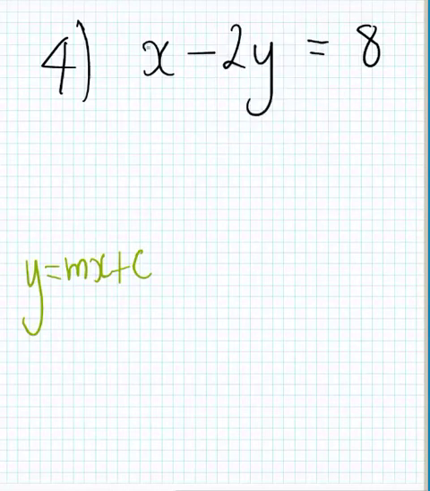This x is a positive x. To get rid of it and put it on the other side, we simply minus x. That's a 0, and we minus x on this side.